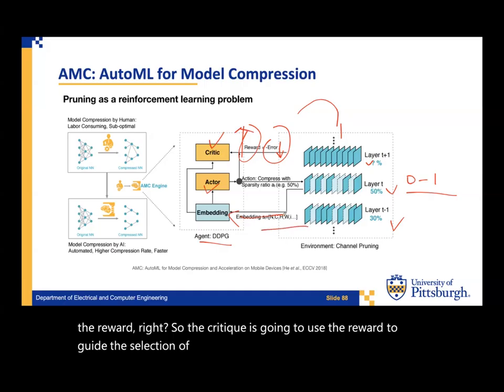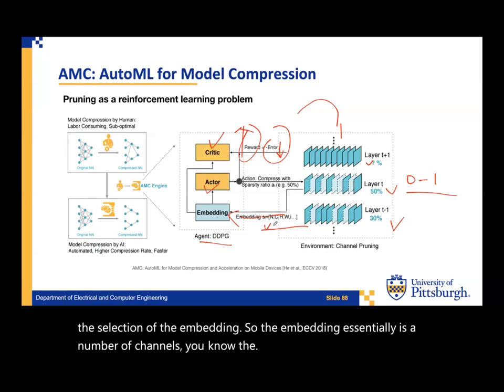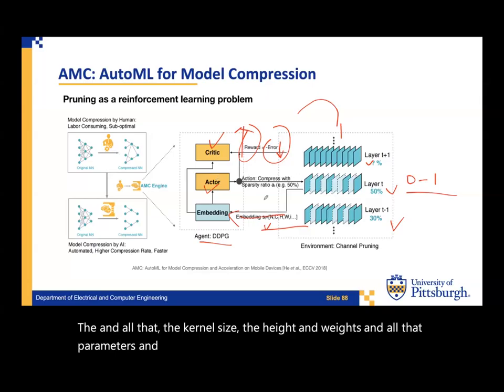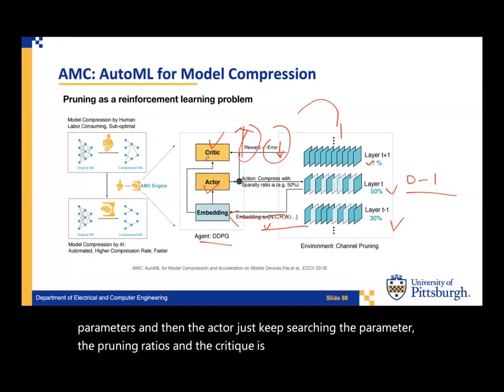So the embedding essentially is the number of channels, the kernel size, the height and width, and all those parameters. And then the actor just keeps searching the parameter, the pruning ratios, and the critic keeps using the reward to guide the search of this pruning ratio.